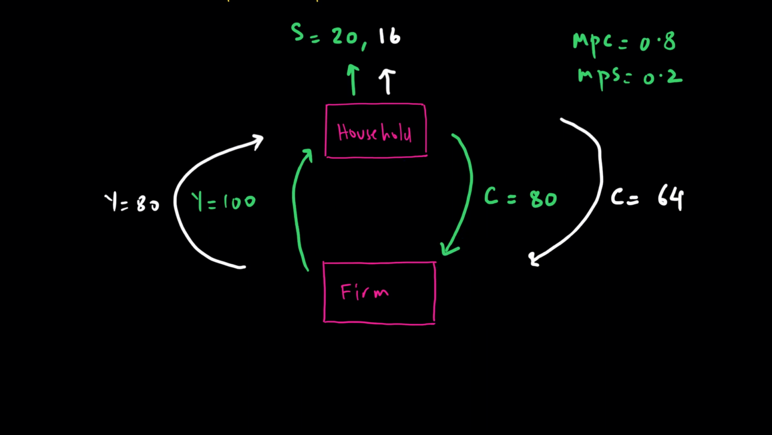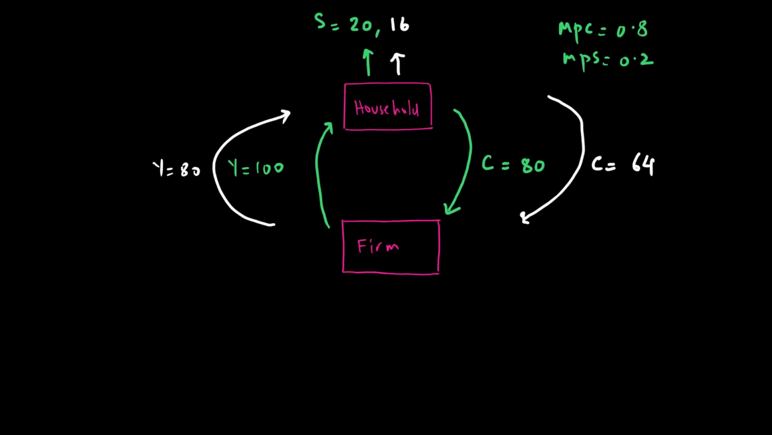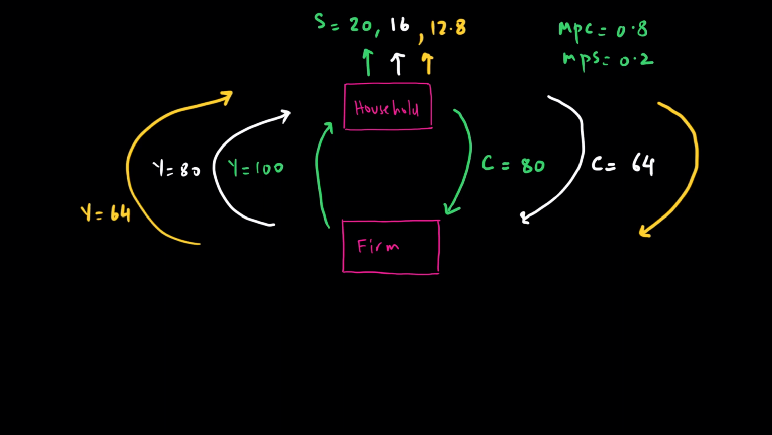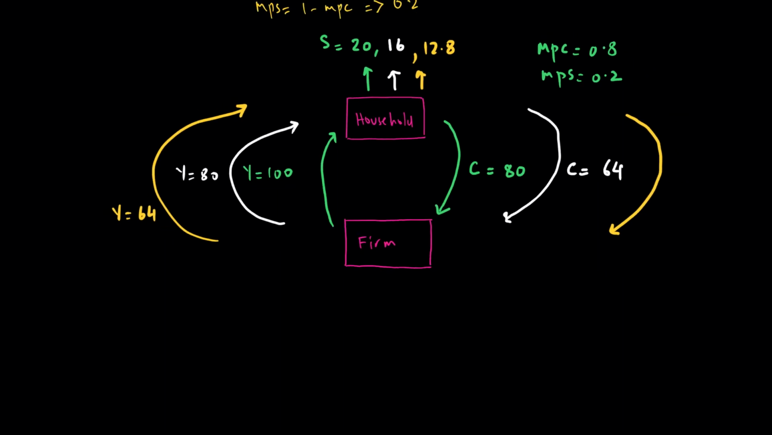Next time around, let me just show you. Now 64 is given in terms of income. So I'm going to write Y is equal to 64, which is the income, of which 64 times 0.2, which is equal to 12.8, is going to be saved or withdrawn away, and that means 64 minus 12.8, which is 51.2, will now be consumed. And this goes on and on and on.